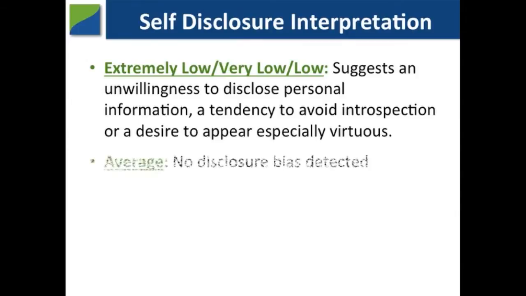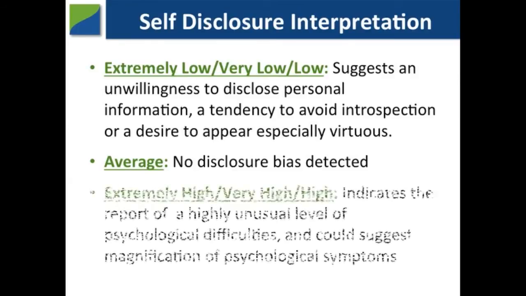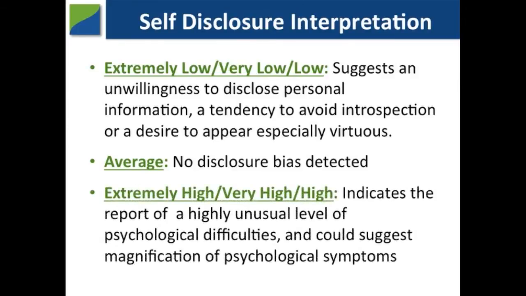An average score on self-disclosure means that no disclosure bias was detected. In contrast, a high score in self-disclosure could suggest a patient who is magnifying his or her psychological difficulties, or can be a patient who is highly distressed and who is decompensating psychologically.